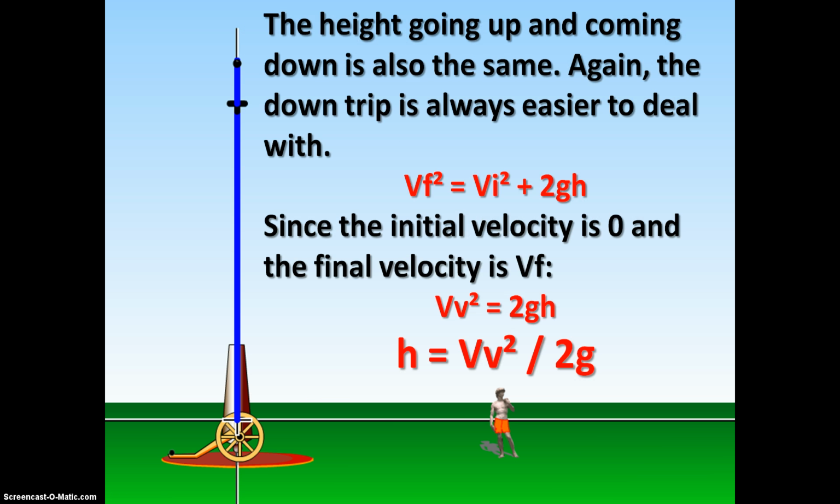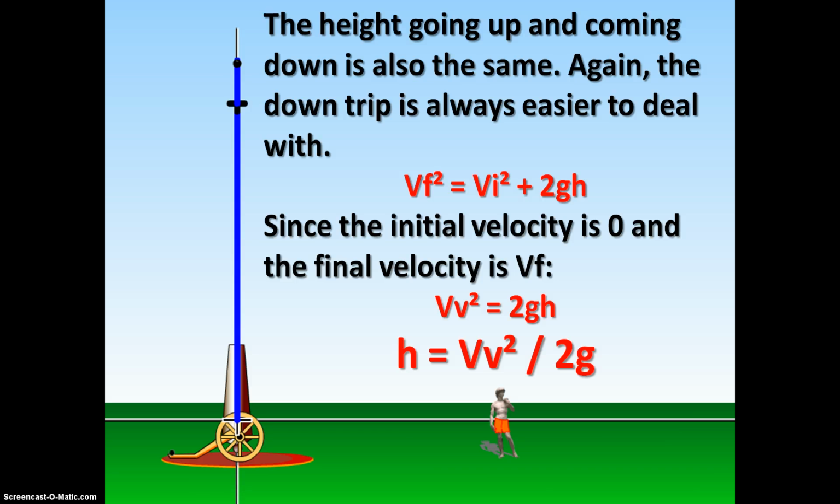The height going up and coming down is also the same. The distance up is the same as the distance down. That goes back to when we were talking about reaction time and hang time. Again, the down trip is always easier to deal with, and so the final velocity squared is equal to the initial velocity squared plus 2gh, one of our kinematics equations.